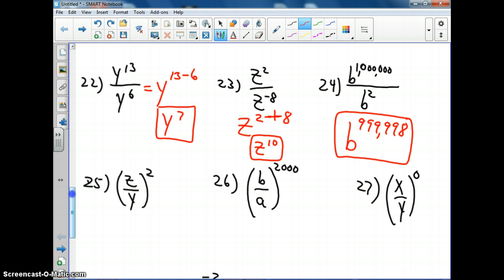Okay, that's all it is. Division means subtraction with exponents. You're going to use that tons by the end of the year. Okay, let's go to the next ones now.